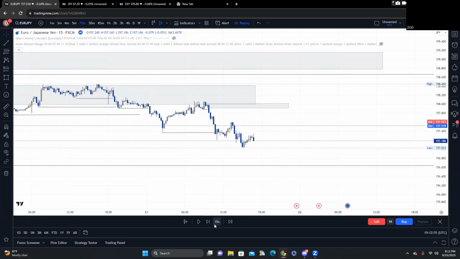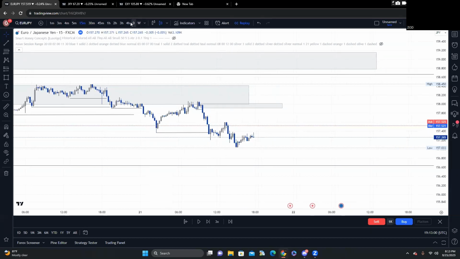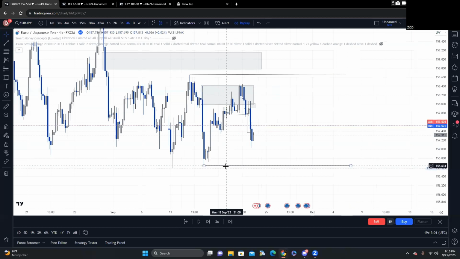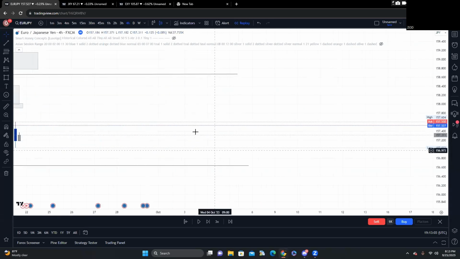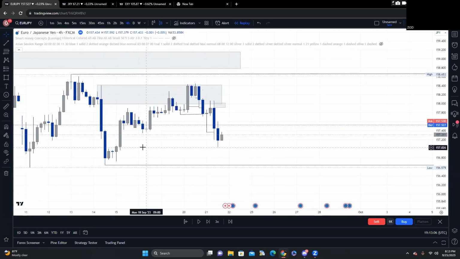So what do we see? Let's go 3. Just speed this up a bit. Okay. Also, from this 4-hour time frame, we can see that this was the last low here, and it broke at this point, right? What point did it break here? It broke somewhere around here.